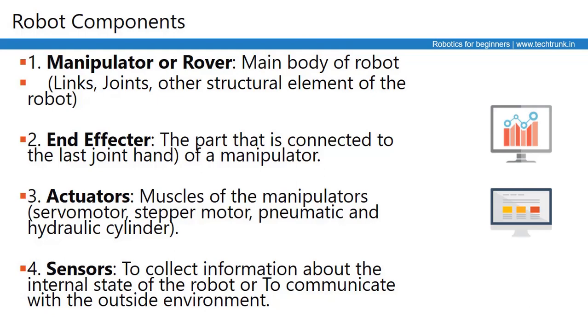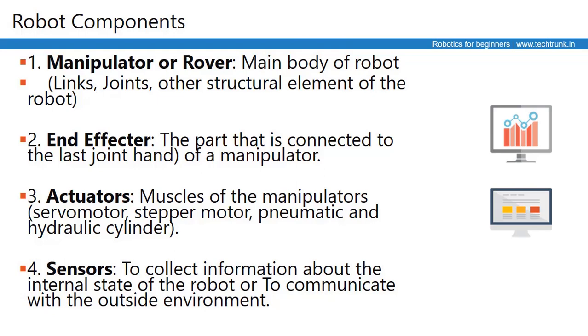And then comes the end effector, which is used by the robot to perform some end action, to do some tasks, to interact with the real environment. Then we talk about actuators. Actuators are in the chassis of the robot, which help the robot to move, to manipulate, to do some action, or to move the end effector part to a particular location. So actuators are in an actual way the muscles of the manipulators. Some of the actuators can be servo motors, stepper motors, pneumatic cylinders, or hydraulic cylinders.